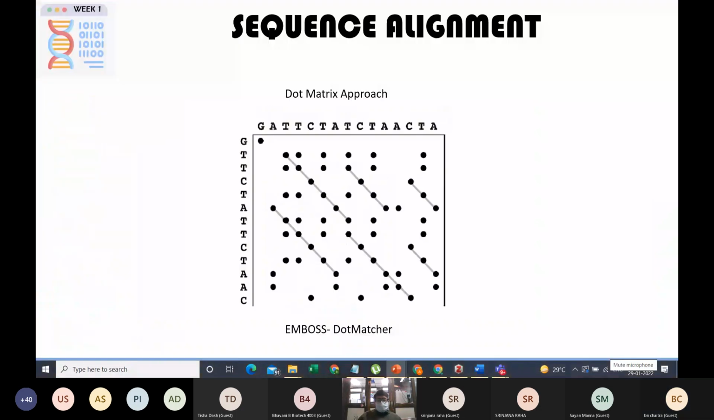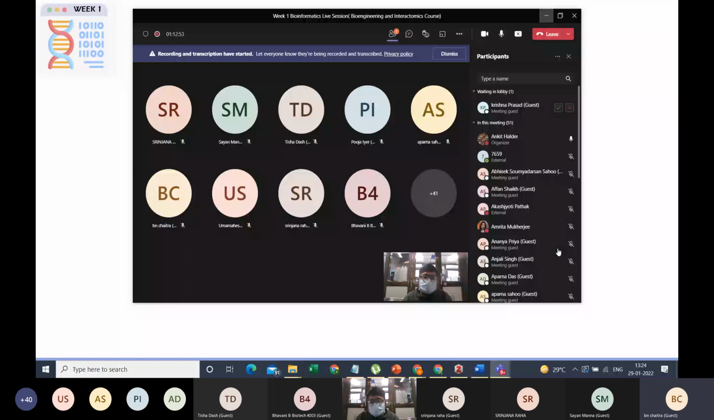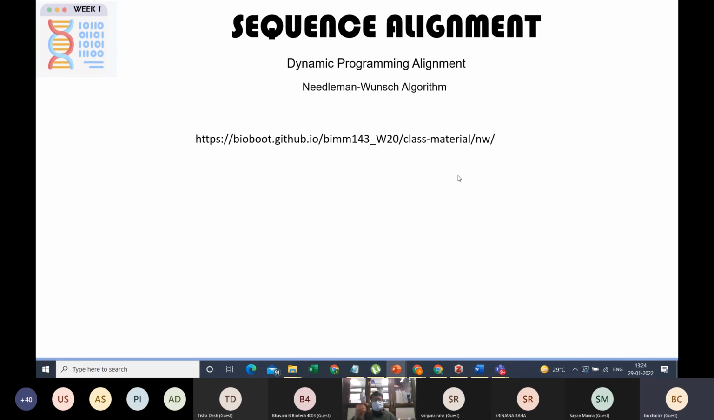After the dot matrix approach came the dynamic programming alignment, the Needleman-Wunsch algorithm. Two things are important here: one is dynamic programming, and the other is global alignment. Needleman-Wunsch is a global alignment, meaning it takes the entire sequence. Dynamic programming means that if there are two sequences, it will go row by row, and every sequence will try to match with every other sequence.